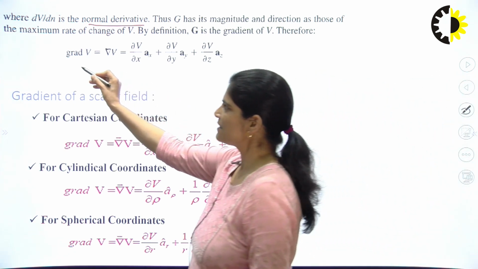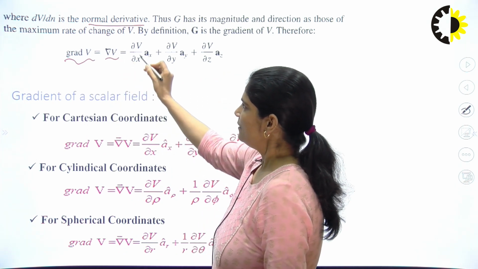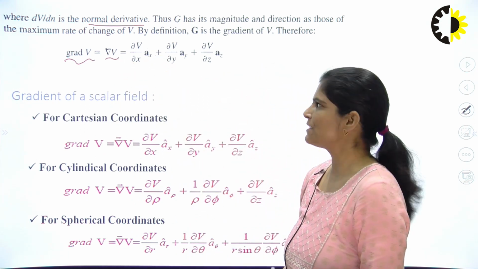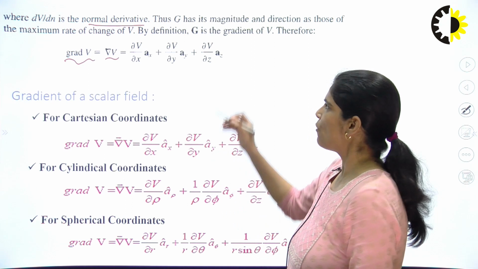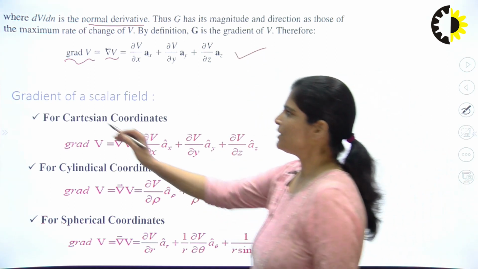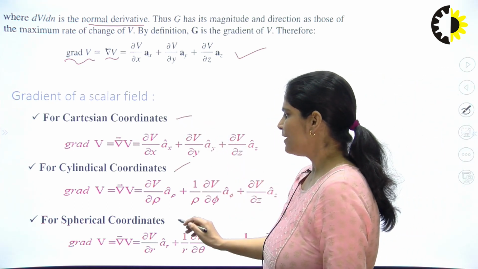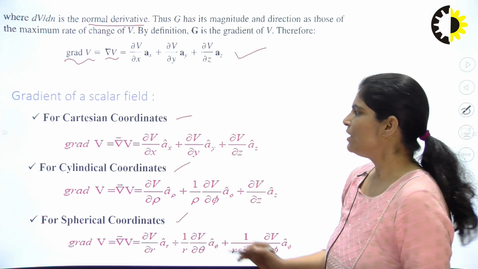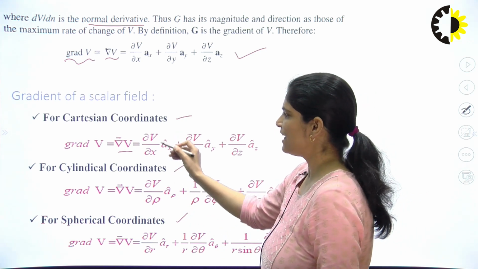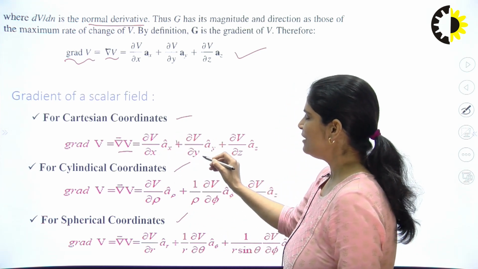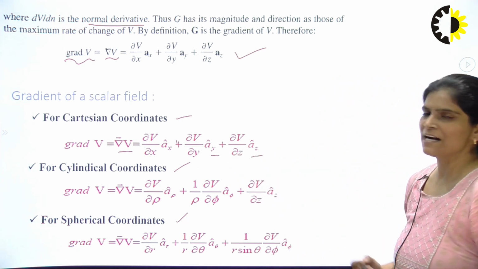Now here this is the representation of gradient V, del V. Del V upon del x unit vector of x plus del V upon del y unit vector of y and del V upon del z unit vector of z. This is in the form of Cartesian coordinates. Now gradient of a scalar field: we have to study it in Cartesian, cylindrical and spherical coordinates. Now gradient V is represented as del V upon del x unit vector of x, del V upon del y unit vector of y, del V upon del z unit vector of z. This is in Cartesian coordinates.